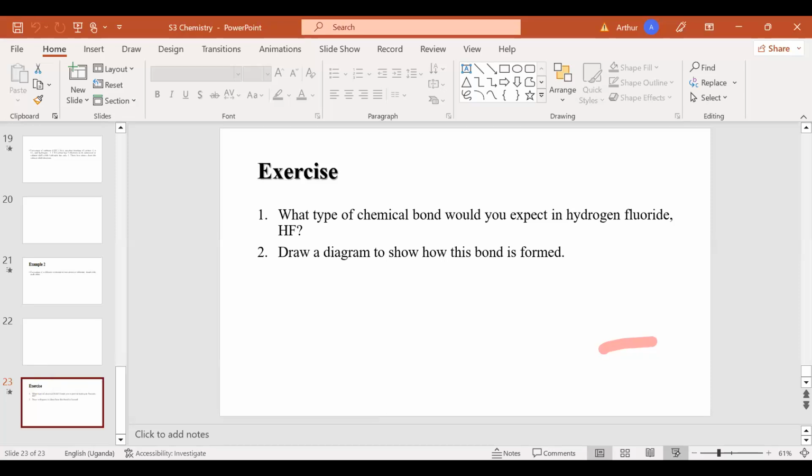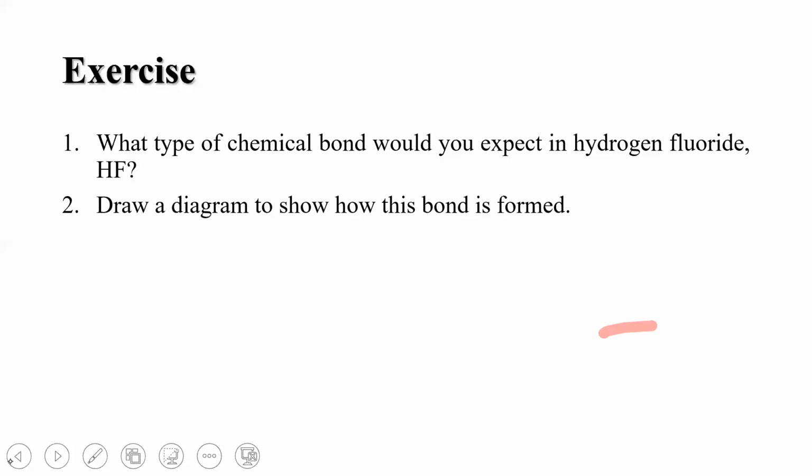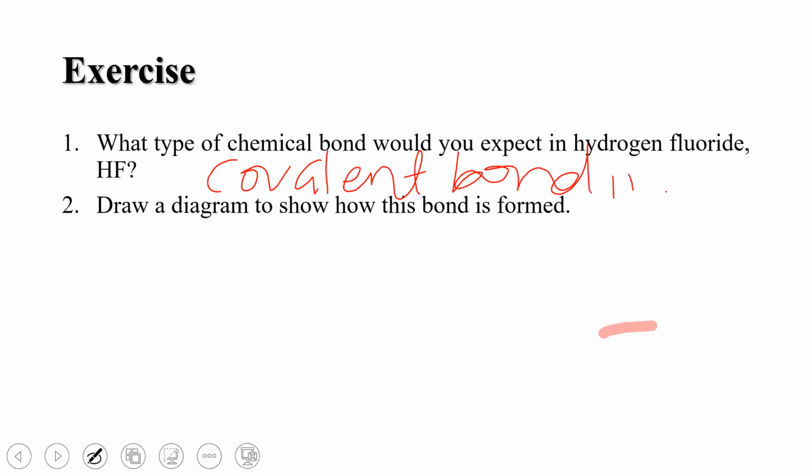Hope you take the screenshot. Take that screenshot. So the question is saying, what type of chemical bond would you expect in hydrogen fluoride? Because there is sharing, you are going to write covalent. There is no N, the word is covalent. Covalent bonding. Then you do that diagram, the electronic structure of those atoms combining.